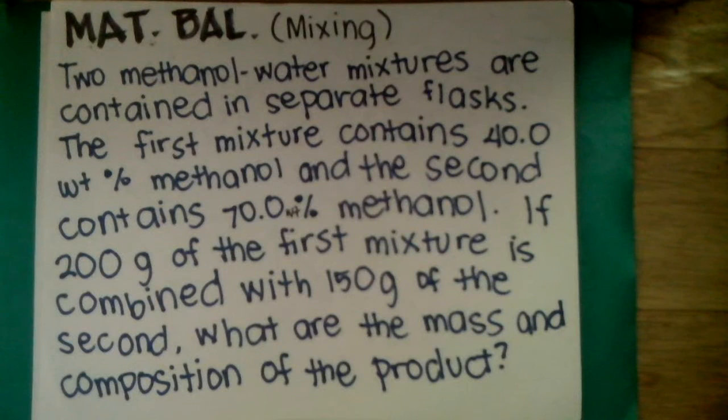In this video, we're going to talk about material balance. This one involves mixing. Two methanol water mixtures are contained in separate flasks. The first mixture contains 40.08% methanol and the second contains 70.08% methanol. If 200 of the first mixture is combined with 150 of the second, what are the mass and composition of the product? To solve this problem, first we have to draw our diagram.